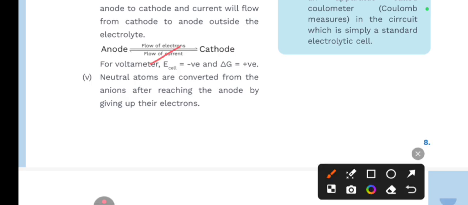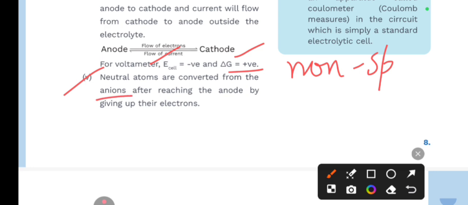In this cell, E cell is always negative and delta G is always positive. What is the meaning of this? Delta G being positive means it is a non-spontaneous reaction. Non-spontaneous means you have to give energy, then only the reaction will take place. Neutral atoms are formed from the anions after reaching the anode by giving up their electrons.